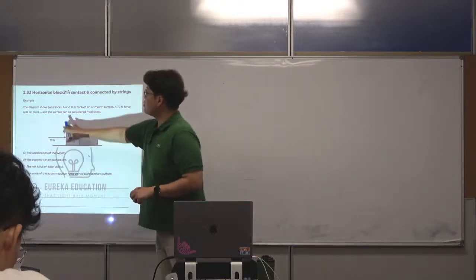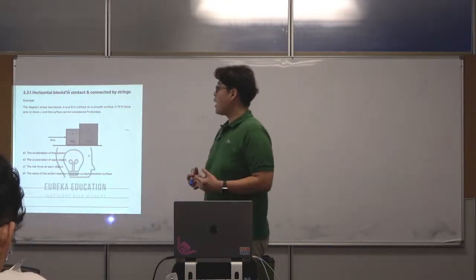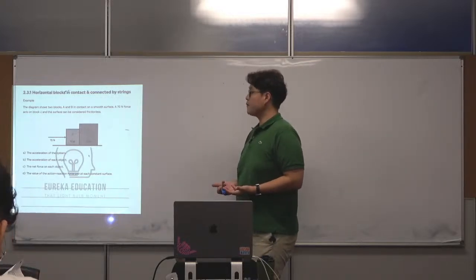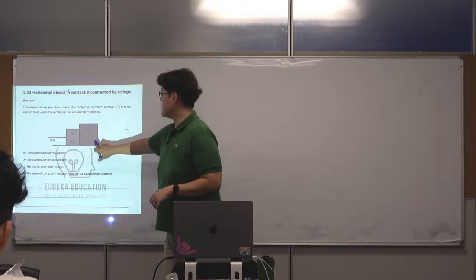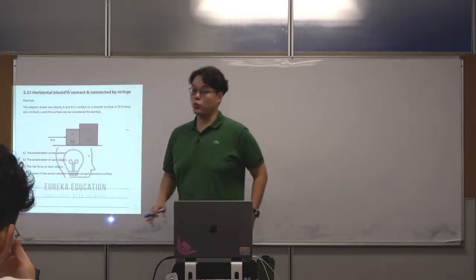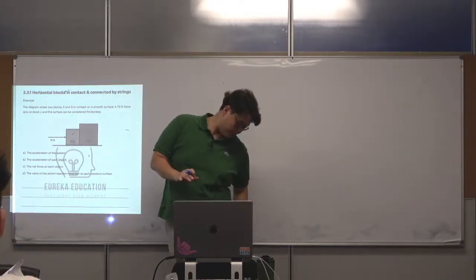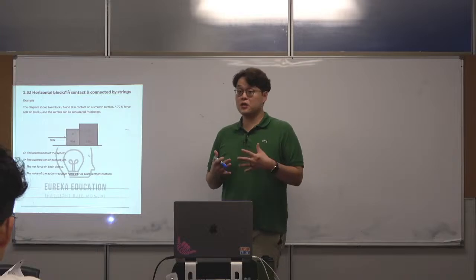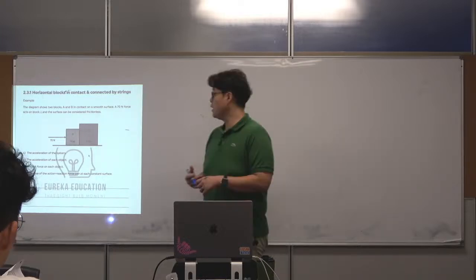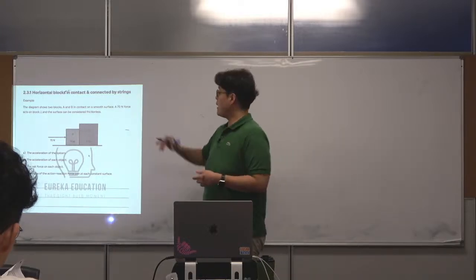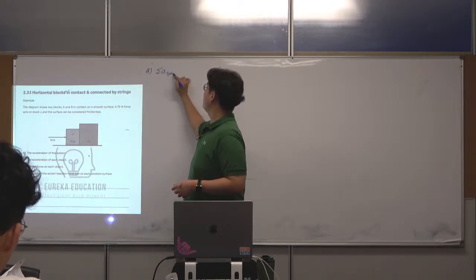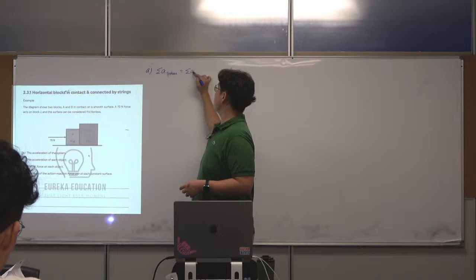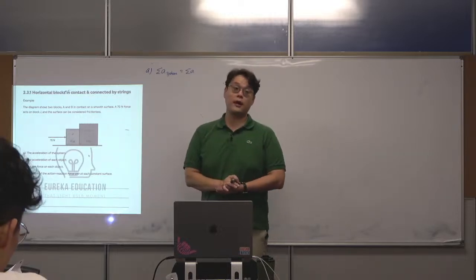The diagram shows two blocks, A and B, in contact on a smooth surface. A 70 newton force acts on block A, and the surface can be considered frictionless, so we don't really consider any friction force in this case. We just ignore that. So, acceleration of the system. Let's think about how to find the acceleration of the system. That's a of the system. It's considered to be the net acceleration applied on the system.